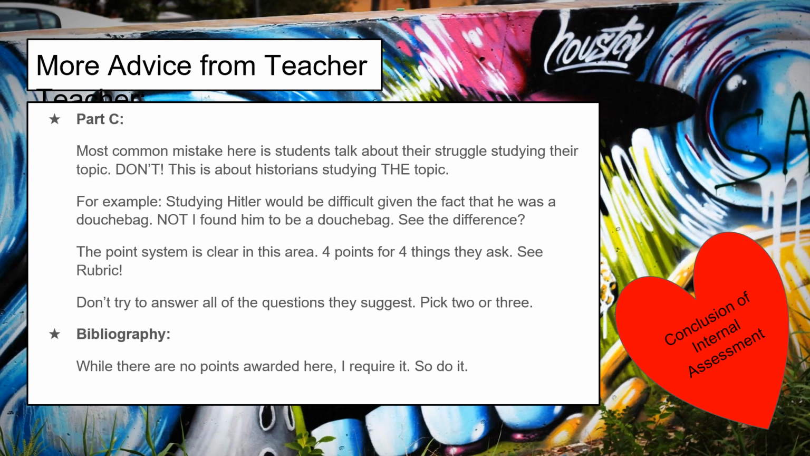I'm going to be quick here. Again, I've already gone over part C. The most common mistake here is students talk about their struggle studying their topic instead of historians studying the topic, or they go off on moralistic rants about something. So for example, studying Hitler would be difficult given the, I'll let you go ahead and read that. It's just see the difference there. Okay. The point system is clear in this area. 4 points for 4 things they ask. Also, bibliography, use Chicago Manual style where there are no points awarded here. I require it, so do it.